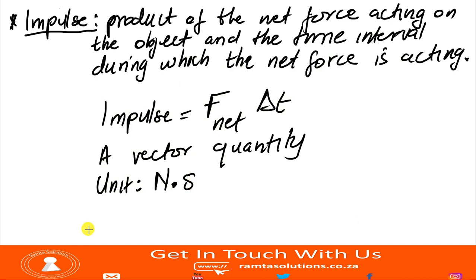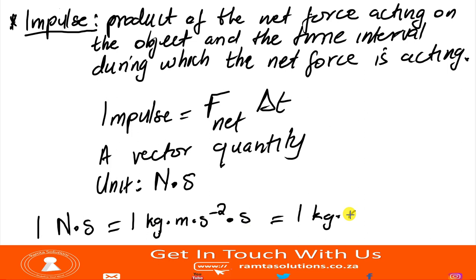Now, let's see, what is a Newton? If I were to dissolve Newton, it is kilogram meter per second squared, times this second. This will become 1 kilogram meter per second. Therefore, you have seen this unit before. It is a unit for momentum.